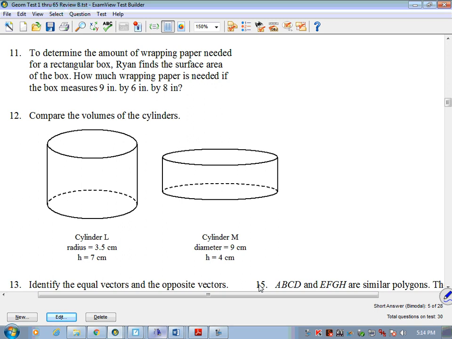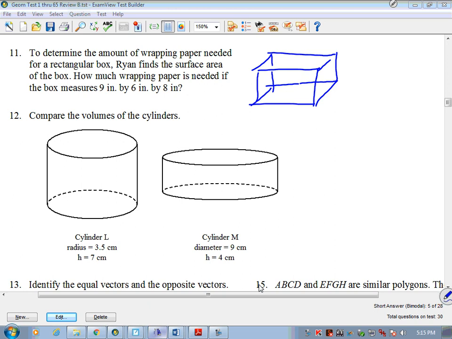Okay, to determine the amount of wrapping paper needed for a rectangular box, Ryan finds the surface area of the box. There's no overlap or anything like that here. How much wrapping paper is needed if the box measures 9 by 6 by 8? First thing I do, they tell me about something like this, is I go and I draw it. Okay, 9 by 6 by 8. So let's do 9 by 6 by 8, keeping in mind I've got a 9 over here and a 6 over here. All right, we're looking for surface area, so I need a formula for this.